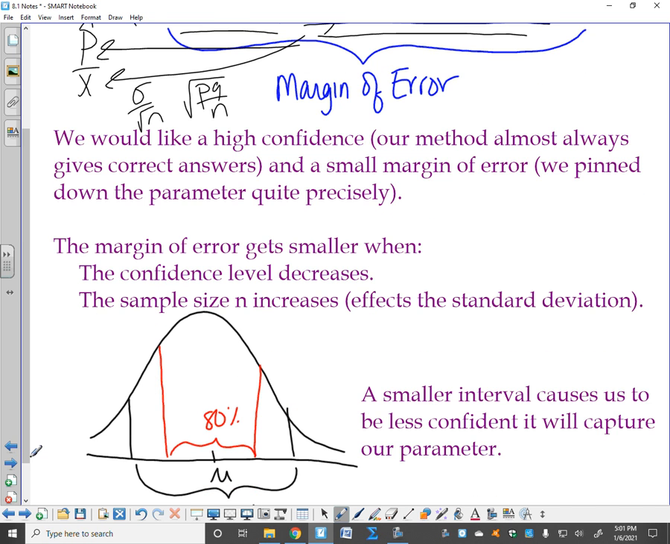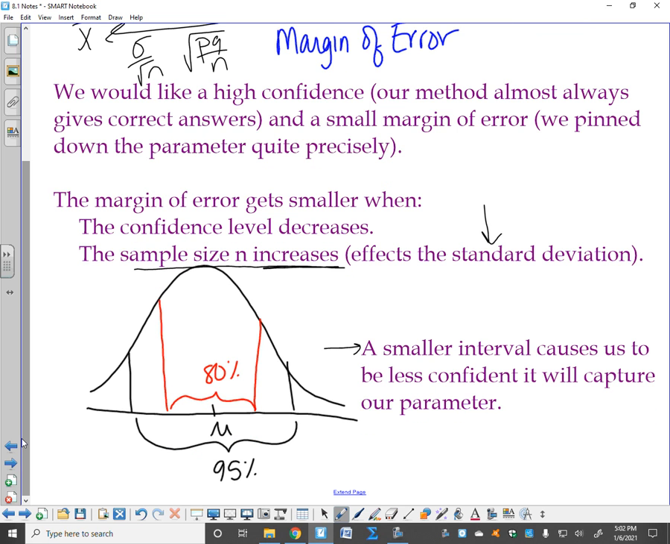The margin of error gets smaller, meaning your dartboard gets smaller. Your plus and your minus gets smaller when the confidence level decreases, or when your sample size increases, because that makes your standard deviation get smaller. A smaller interval causes us to be less confident that it will capture the true parameter. So 80%, smaller percentage, smaller dartboard. 95%, higher percentage, bigger dartboard.